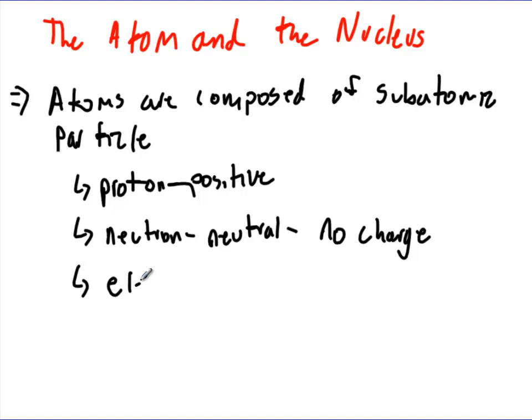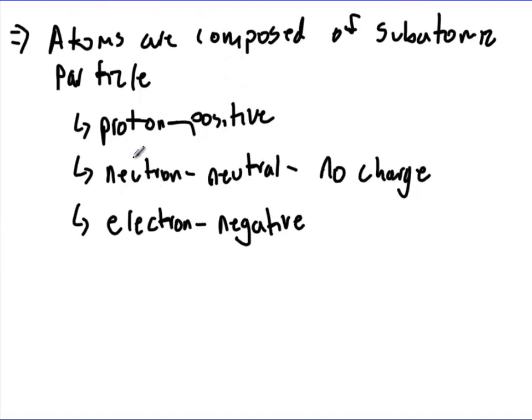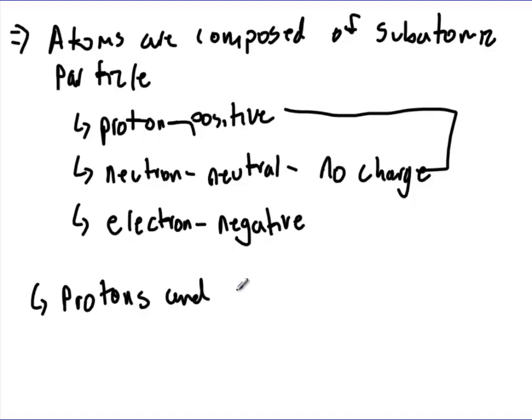The particle that's negative, remember, was the one discovered by Thomson, and it's called the electron, and it has a negative charge. Now, these particles are not in any way the same. There are some similarities between them, but they're different. These two, the protons and the neutrons, hang out together in the middle of the atom. They make up the nucleus. Protons and neutrons are similar in size. They have about the same mass.